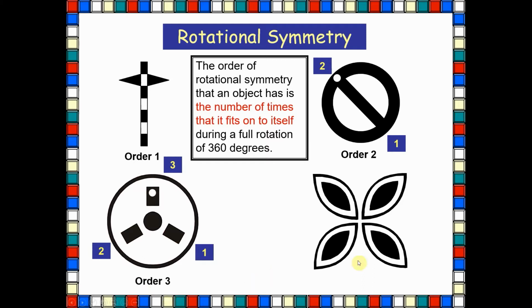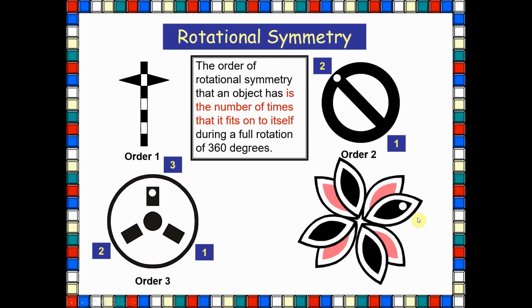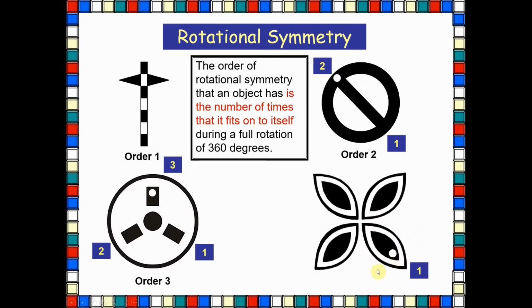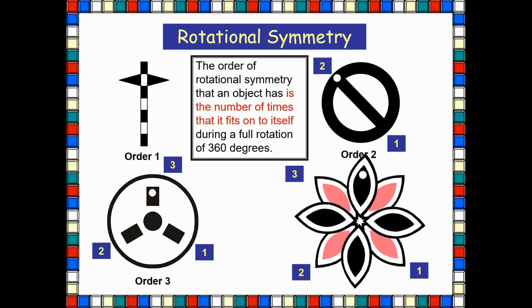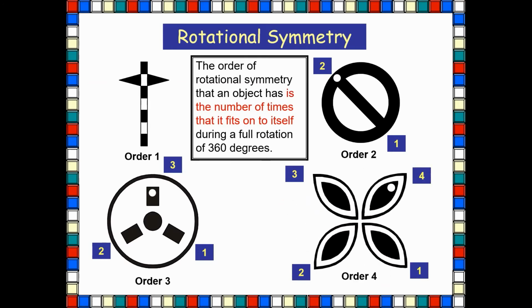If we come to the next one, we can notice that this shape has four arms, four leaves. That tells us that the order of rotational symmetry is 4, because they are the same. We have put the circle there so that we know from where we have started. So 1, 2, 3, and 4, that is one full rotation. So that means that this shape has order 4.